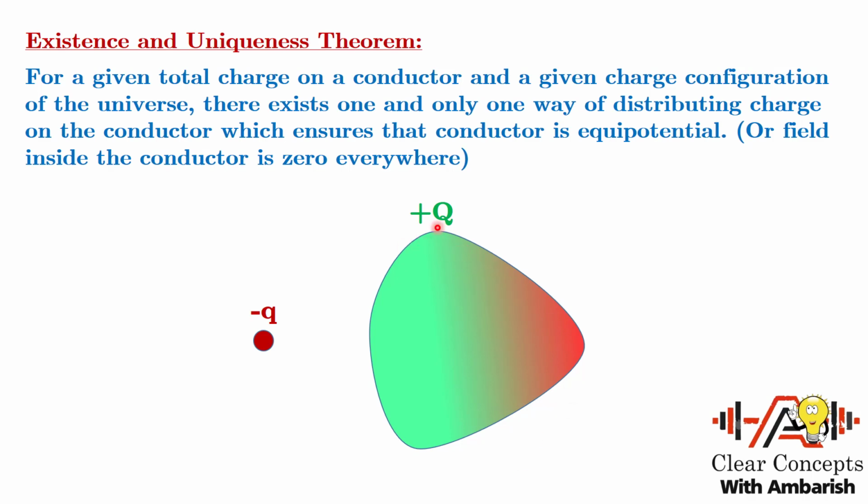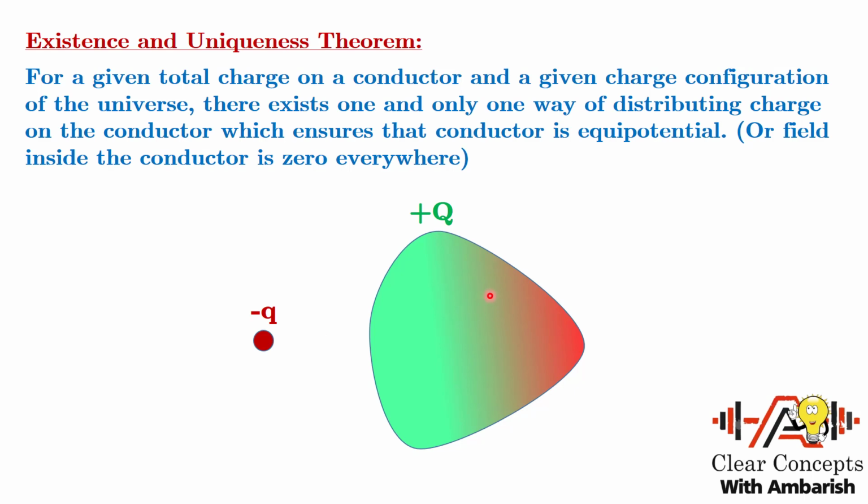So now the existence and uniqueness theorem says that no matter how many times you repeat this experiment in the same manner, it's not that the next time you will get some other charge configuration. Every time you will get the same sigma naught on this conductor, so long as the configuration of the universe is fixed and the total charge on the conductor is fixed. That means there's one and only one surface charge density function for which the field inside will be zero everywhere.